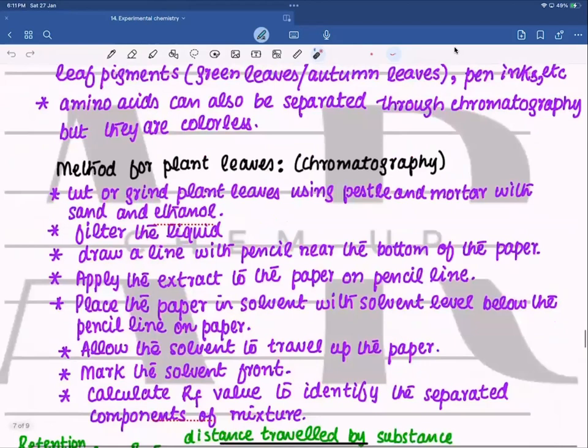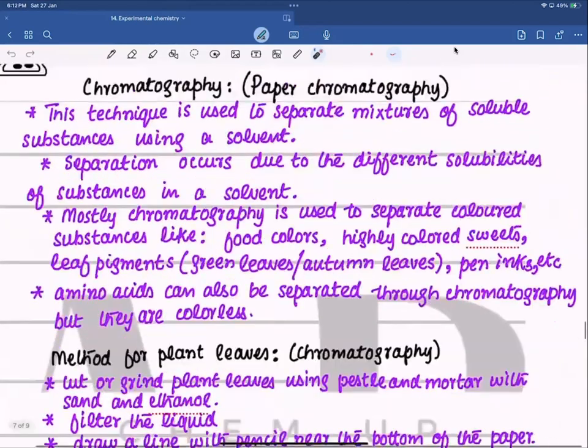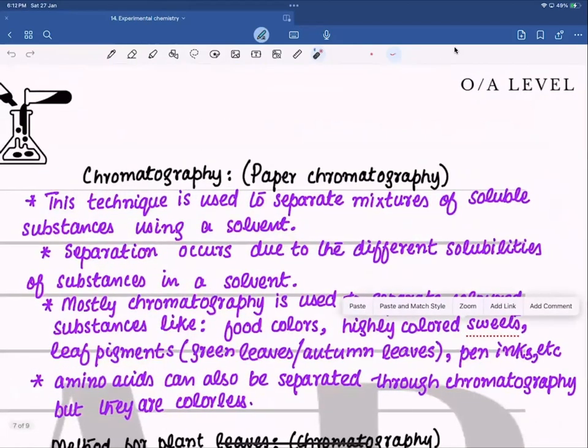Now, what type of compounds are amino acids? Amino acids are basically the compounds which make proteins in our bodies. So if there are many amino acids and we have to identify their presence, we will first separate them through chromatography, and after separating, we will identify them. Is this clear?